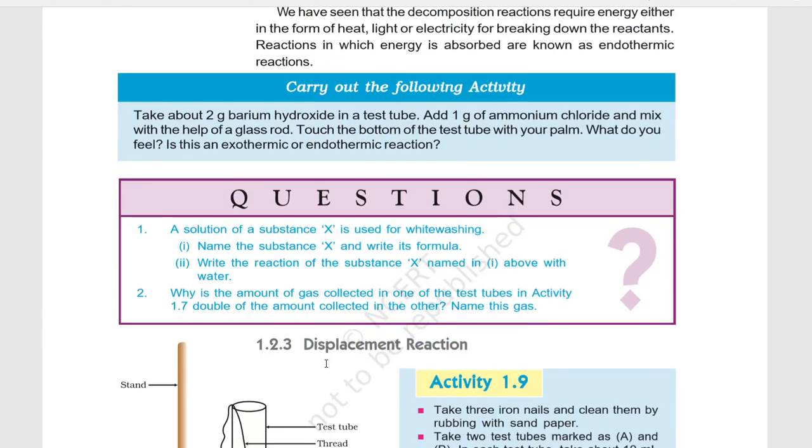The other two types of reactions are displacement and double displacement reactions. These two types we will be seeing in the next session.